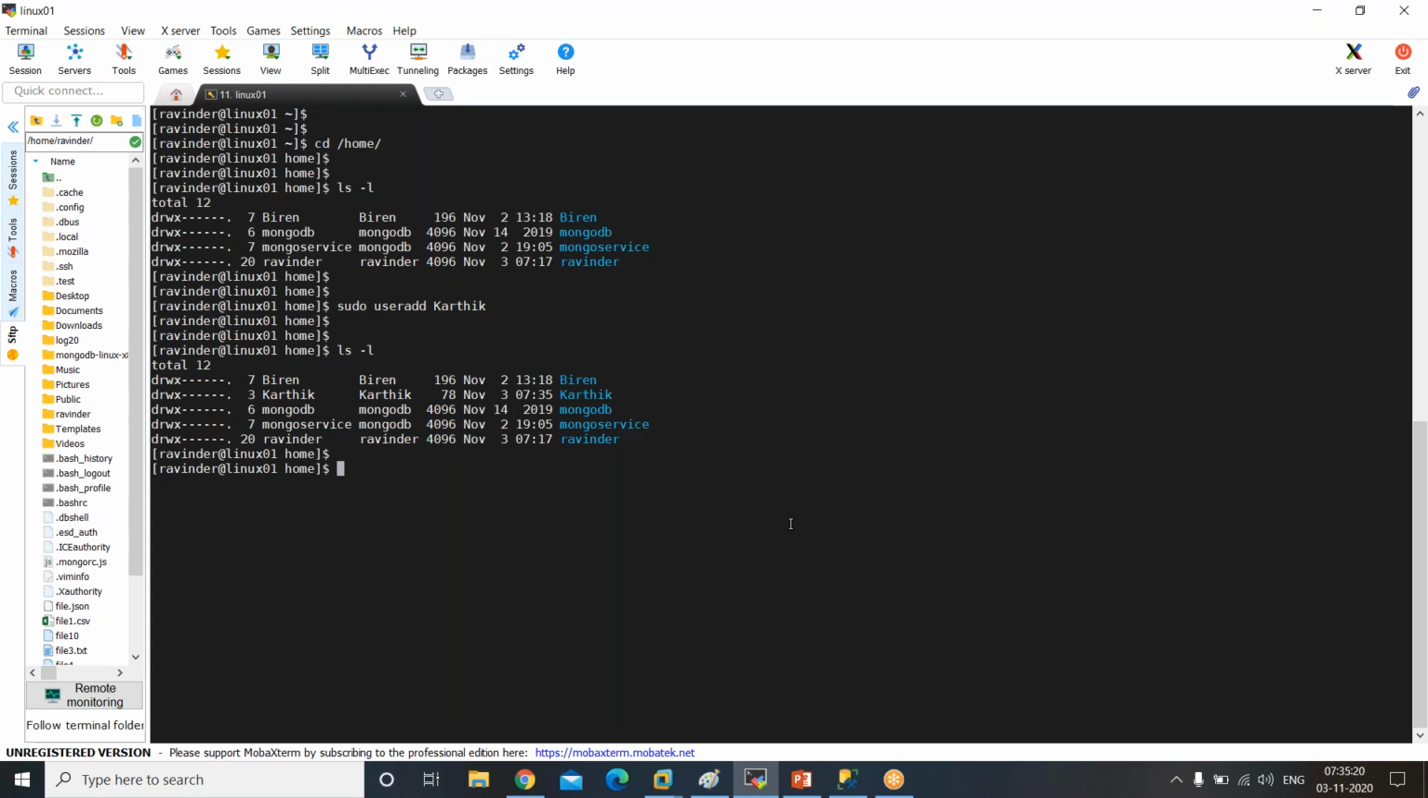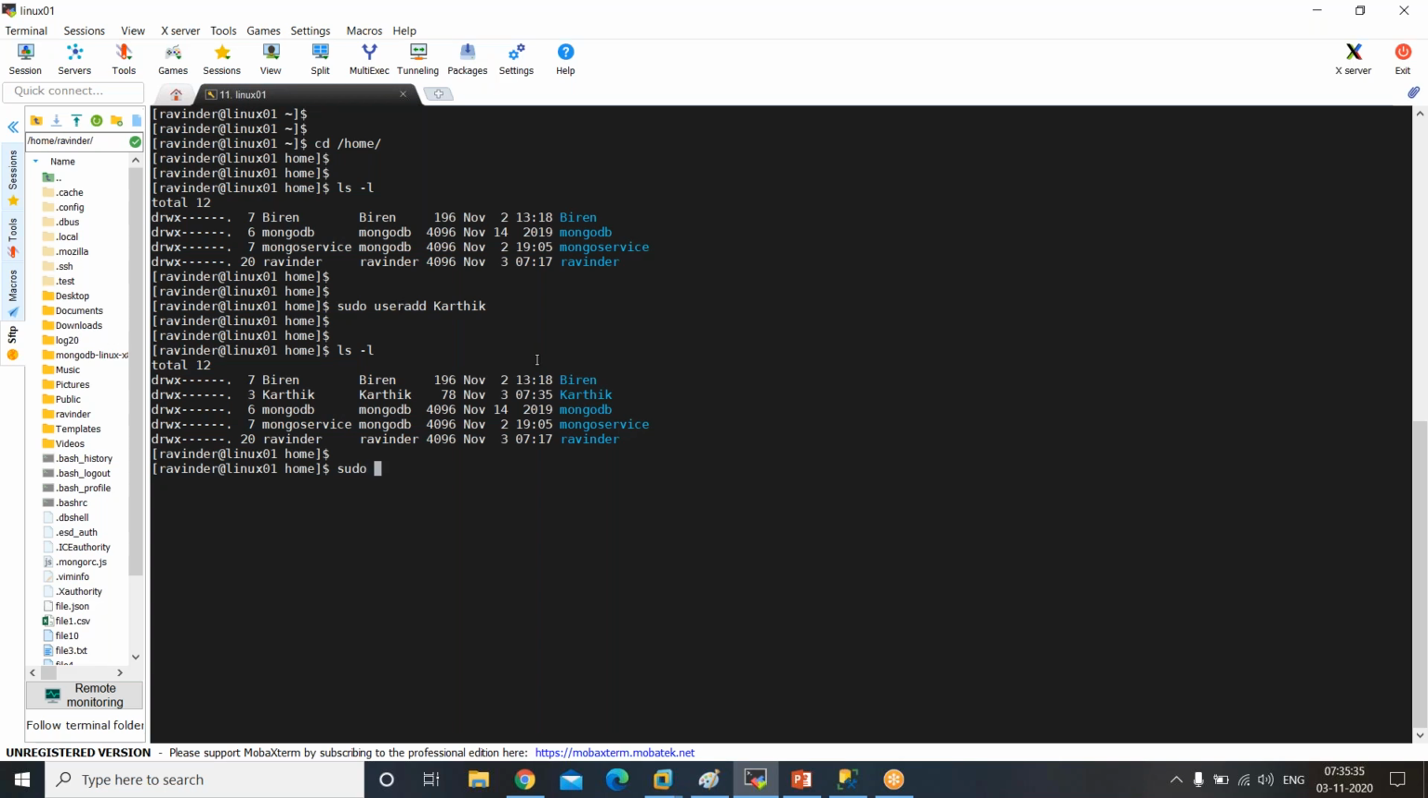I want to set the password for Karthik. If you don't have a password, you cannot connect using that user. Creating the user does not make sense as long as the user has no password. So you must add the password, with sudo.